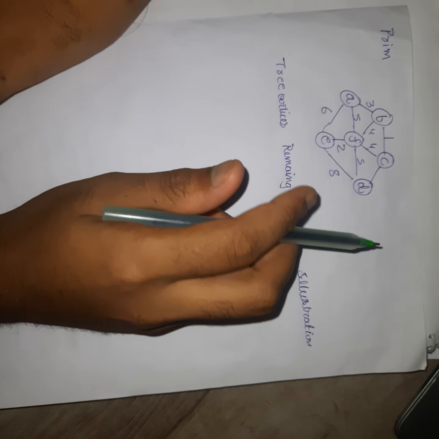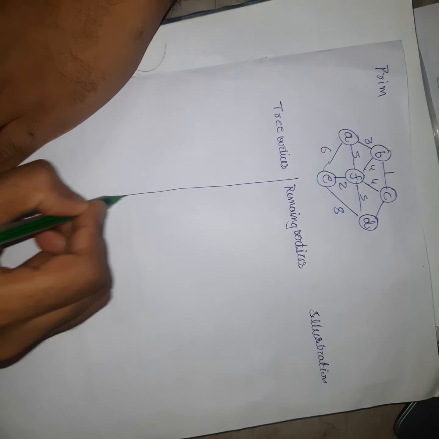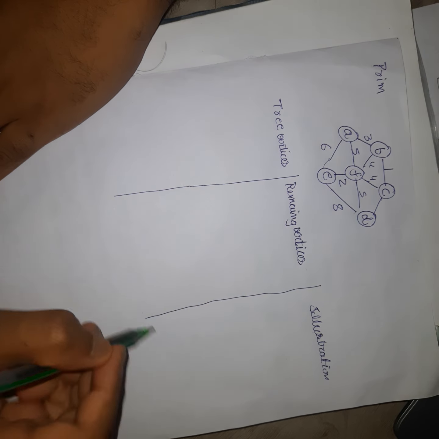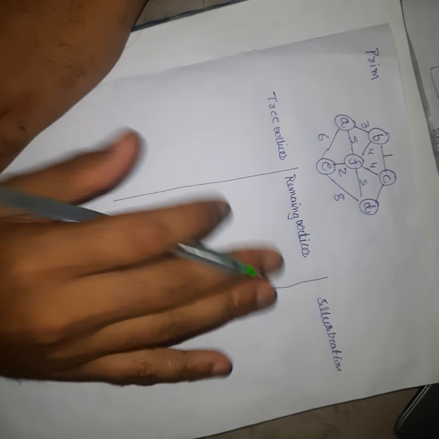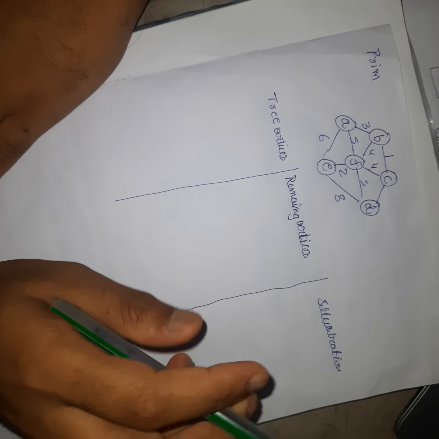This is module number 4, Prim's algorithm. Prim's algorithm and Dijkstra's algorithm look similar, so think carefully how it is done. Listen: first, you have to write tree vertices, remaining vertices, and illustration.